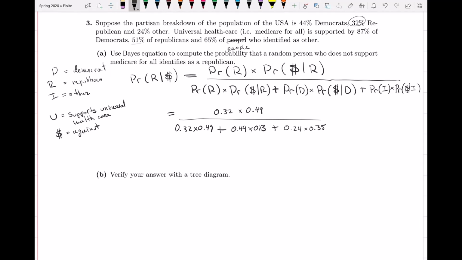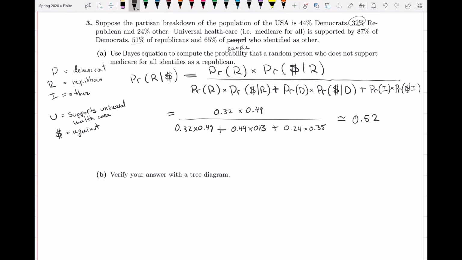Alright, and what does that come out to be? You plug that into a calculator, and you do need to be careful with these long expressions to plug them into the calculator correctly. So this equals 0.52, roughly. Which may be surprising. This is saying that a random person who's against universal health care has even odds of being a Republican or not being a Republican. It's not like the only people who oppose this idea are Republicans.